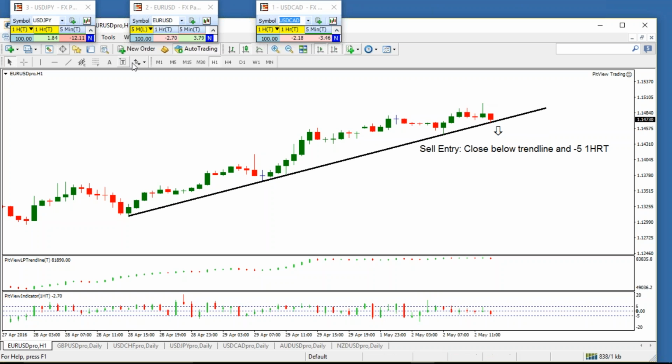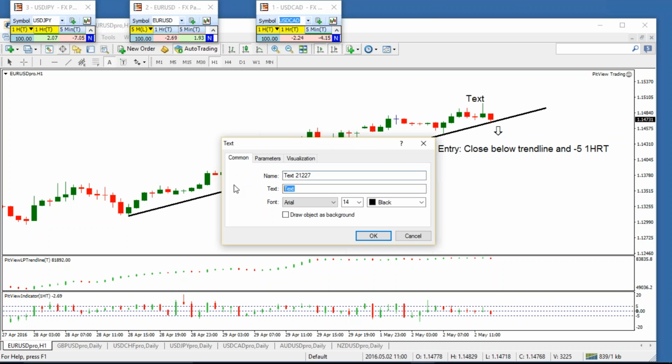This high right in here, almost right at 1.15, almost exactly. Stop, 1.15, we'll call it 0.30.